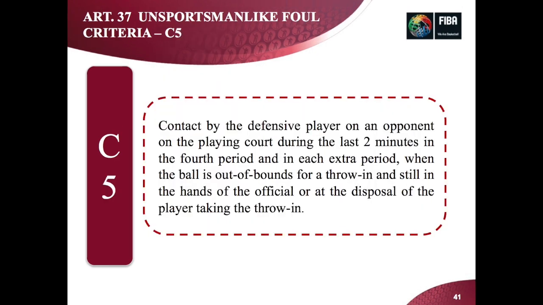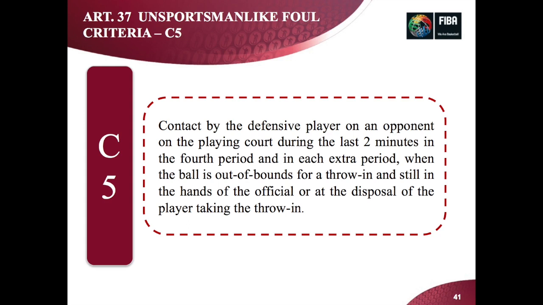Bill, C5 is the last criteria that we're going to talk about, and it's a criteria that many participants may have experienced over the years, and I guess we'll take the time to explain a little bit further. C5 is contact by the defensive player on the opponent on the playing court during the last 2 minutes in the fourth period and in each extra period, when the ball is out of bounds for a throw-in and still in the hands of the official, or at the disposal of the player taking the throw-in.